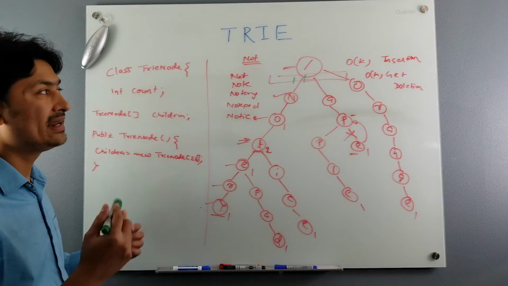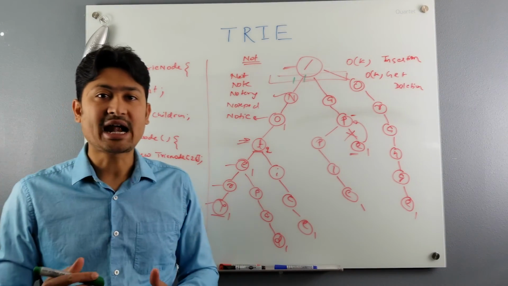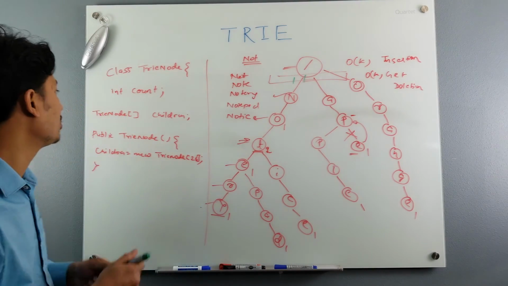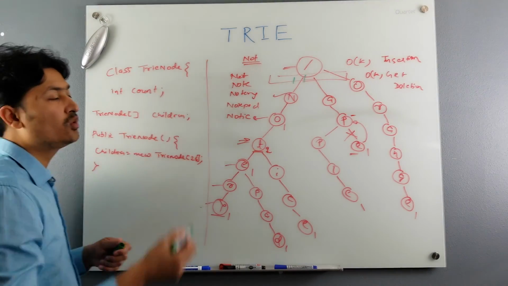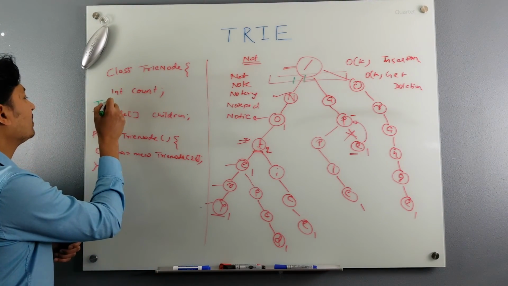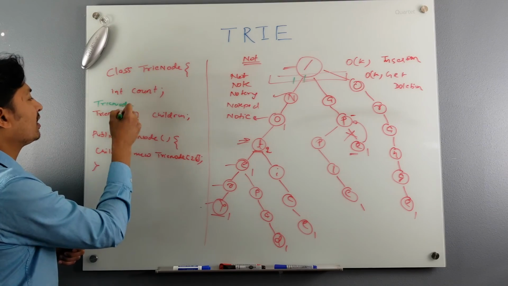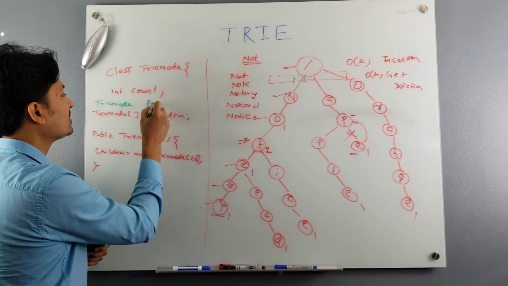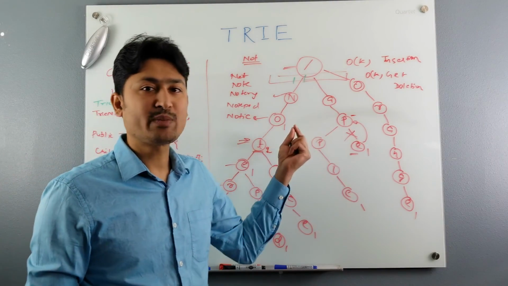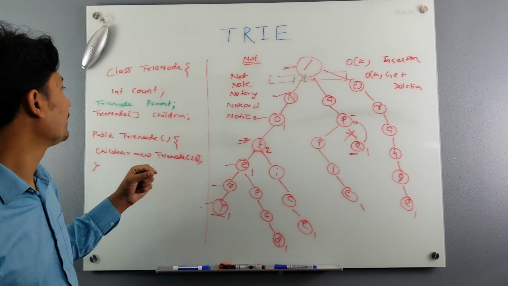In case of deletion, you would require another attribute where every child needs to have a pointer to its parent node. So if you have a use case of deletion, you would require another attribute, a TrieNode, which is parent, so that you can go to its parent node and delete a word.